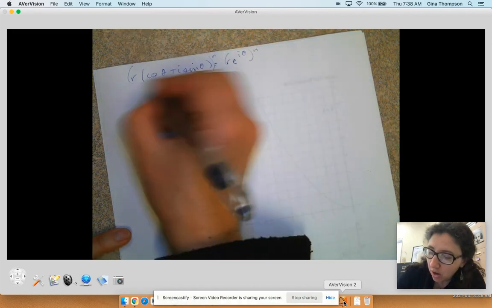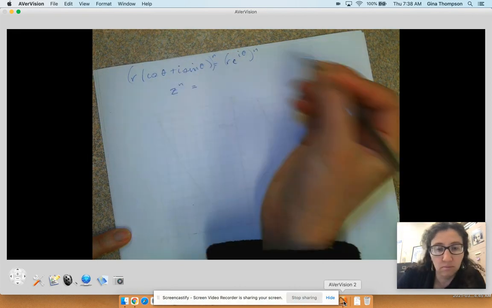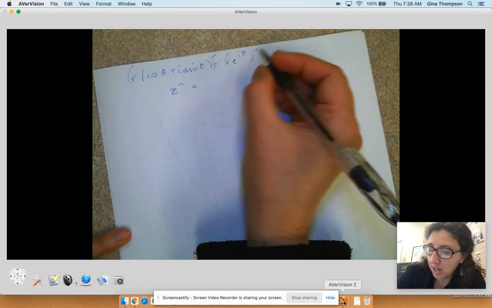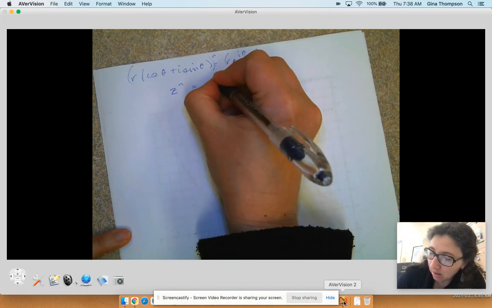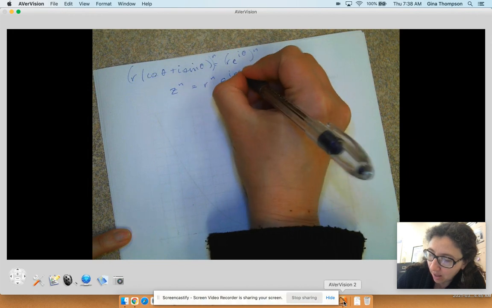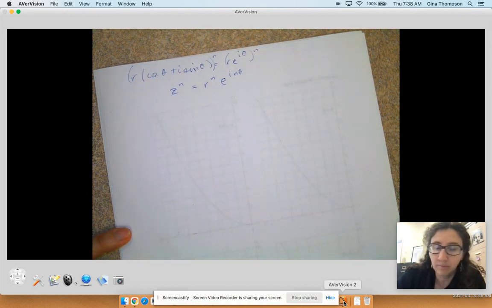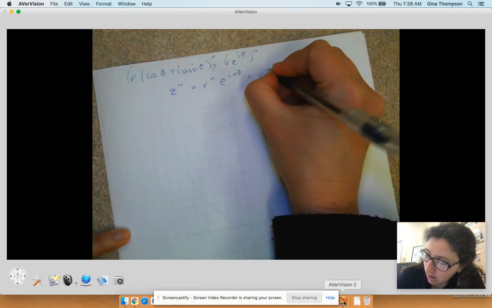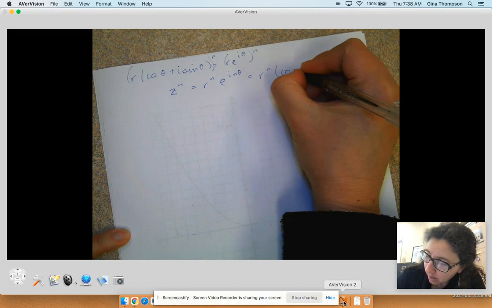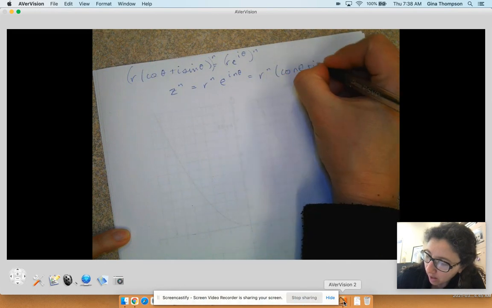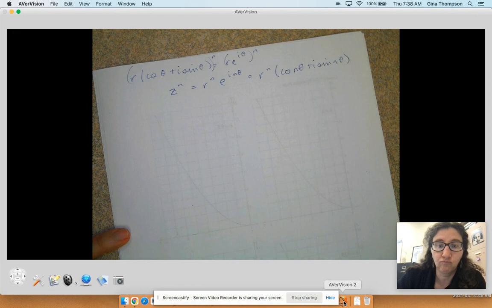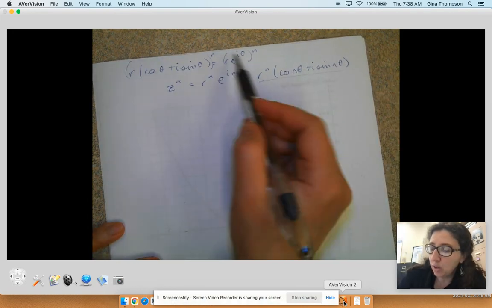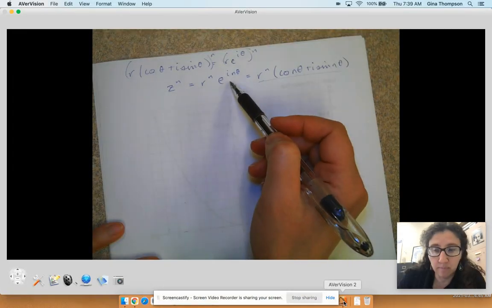If this is our complex number, z to some power n, if we use this form, it's pretty easy to see what happens. This is equal to r to the n times e to the i n theta, which we could write as r to the n times cosine of n theta plus i sine n theta. So you can remember and use this form, but if we use Euler's formula, it's really straightforward to see where it comes from.